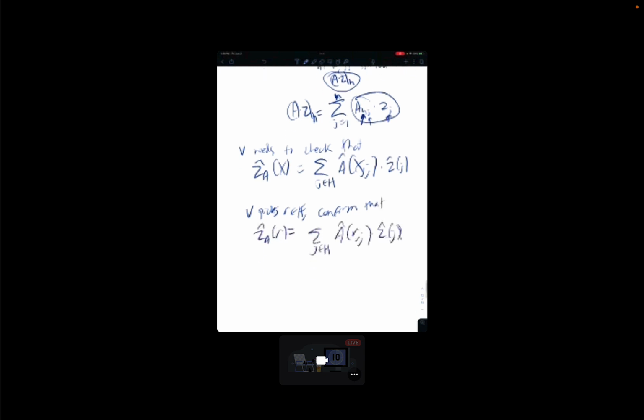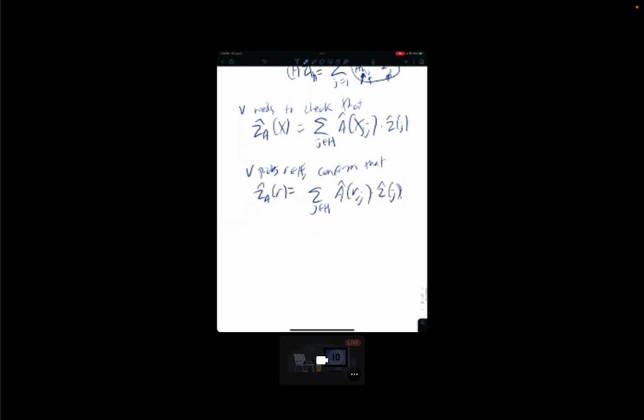Okay, and the cool thing now is, the verifier will get ZA hat of R. Remember, ZA hat was committed. So ZA hat of R can be obtained just from the polynomial commitment scheme used to commit to ZA hat. So the remaining question is, how does it obtain this sum?